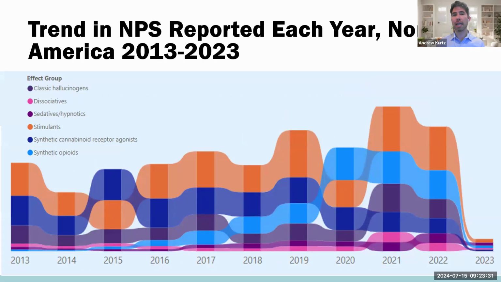You can see the trends and how the trends change in terms of the types of substances. No one particular substance is dominating year to year, besides, I think, stimulants, followed closely again by the synthetic cannabinoids and the synthetic opioids.